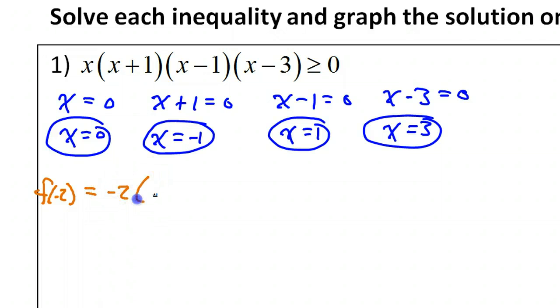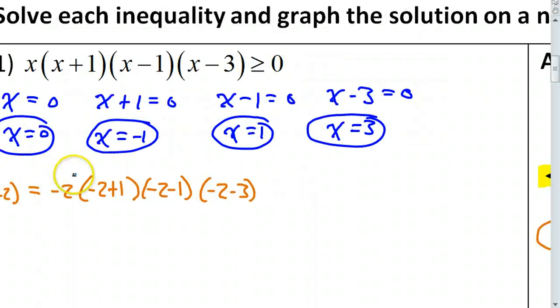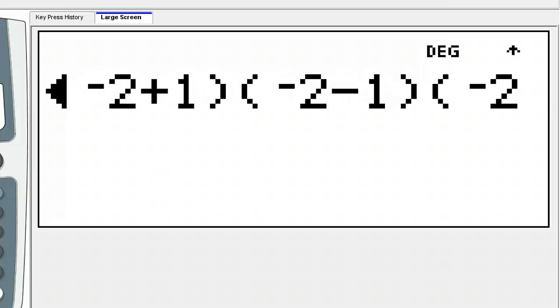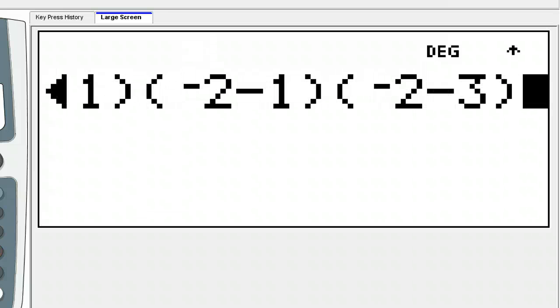It would be -2 times -2 plus 1 times -2 minus 1 times -2 minus 3. And we're going to find out if that's greater than or equal to 0 or not. Okay, so now if you can comfortably work this out by hand, that's great. Some of you need to use a calculator for this stuff because you just can't do it. I don't know what to tell you at this point.